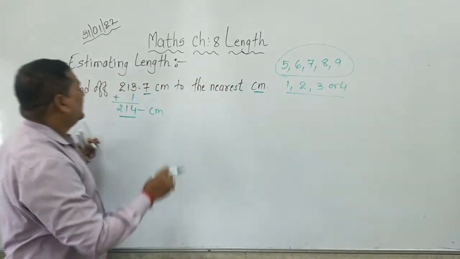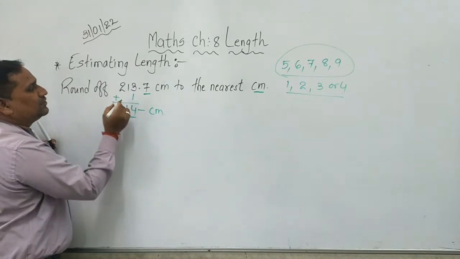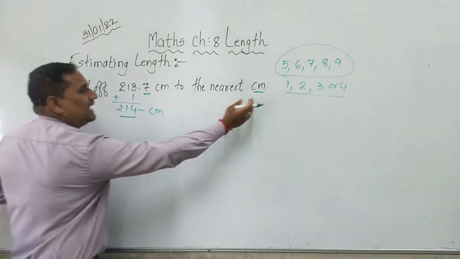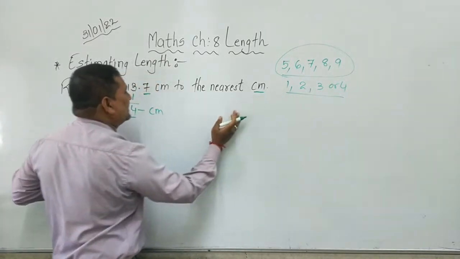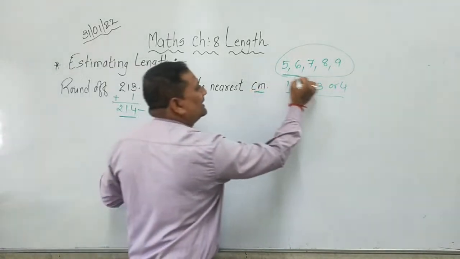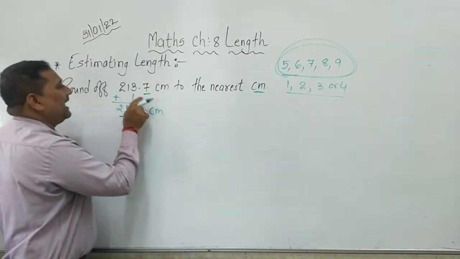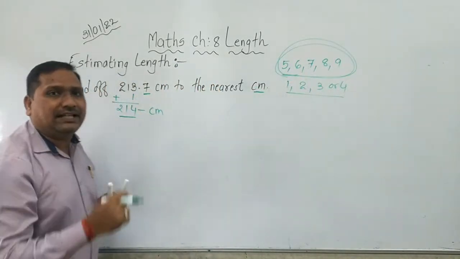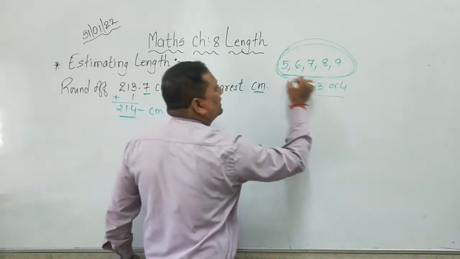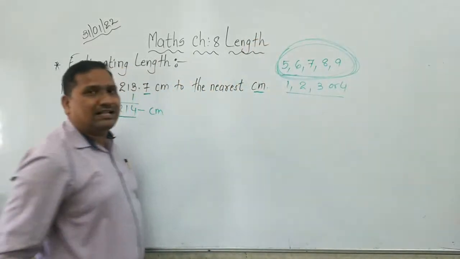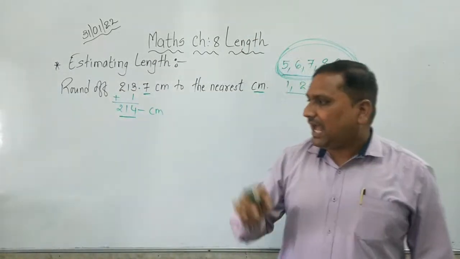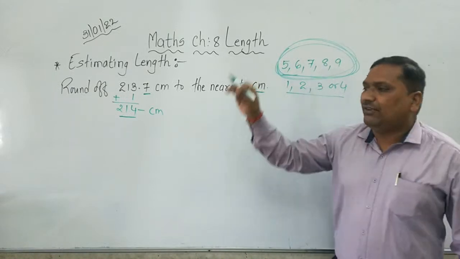Okay. And when after the decimal it is 1, 2, 3 or 4, the number remains as it is. No need to add 1 there. Why? Because it is less than half. And when it is less than half, it remains as it is. And when it is more than half, it will be increased by 1. When will it be increased by 1? When after the decimal it is either 5, 6, 7, 8 or 9.